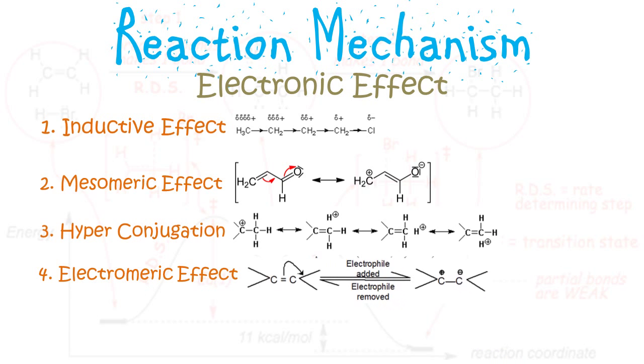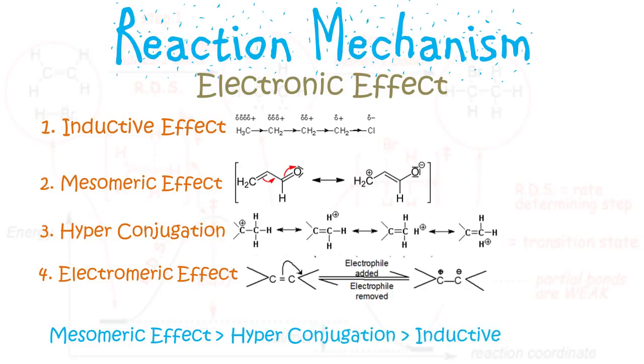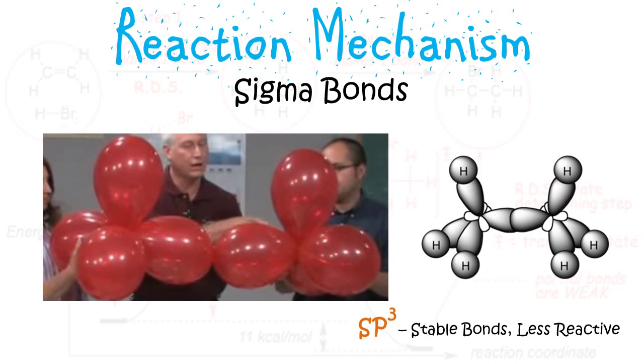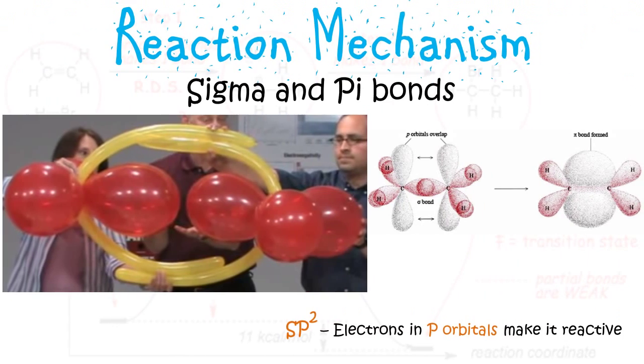So one important concept here is that the mesomeric effect is stronger than the hyperconjugation effect, which is stronger than the inductive effect. Here we give a visualization of sigma bonds, which you have studied in another chapter. This is a visualization of the pi bonds, and it is important to know this difference because the mesomeric effect, which is caused by pi bonds, is much stronger than the sigma bond or the inductive effect.